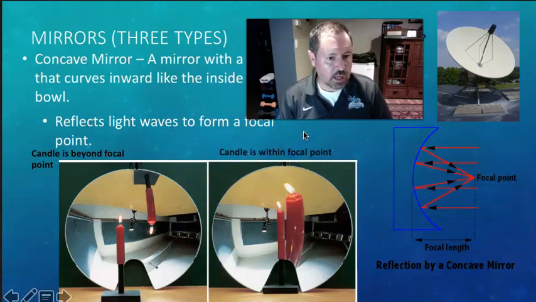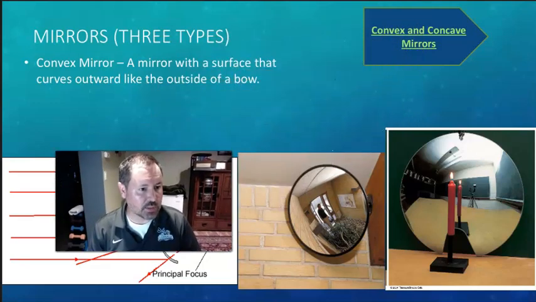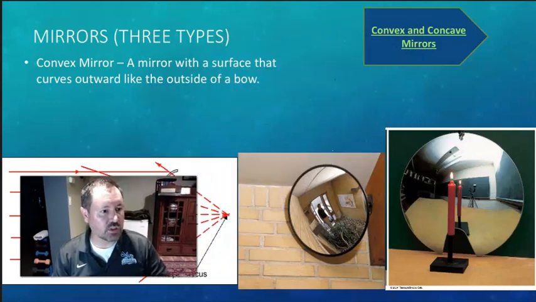Okay? So if that's a concave mirror, let's take a look at a convex mirror. A convex mirror kind of does the opposite. A convex mirror is a mirror with a surface that curves outward. It's like the outside of a spoon, not the inside.